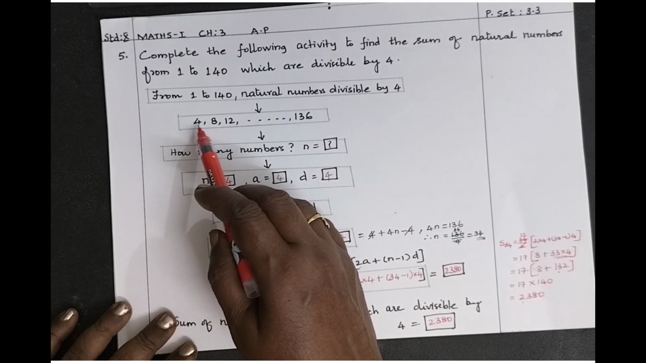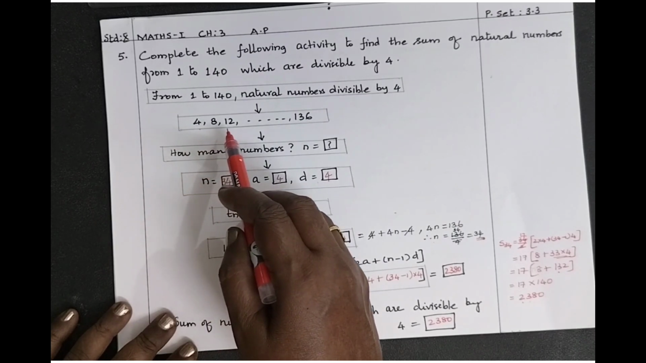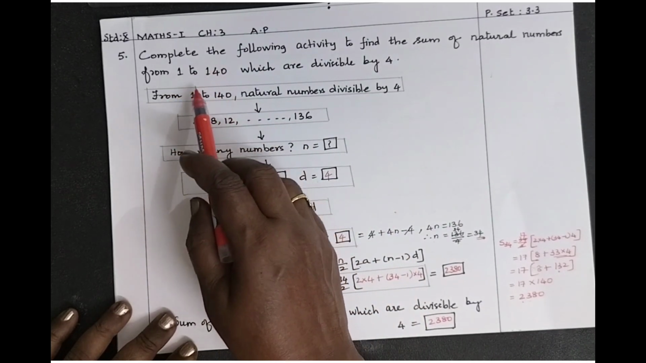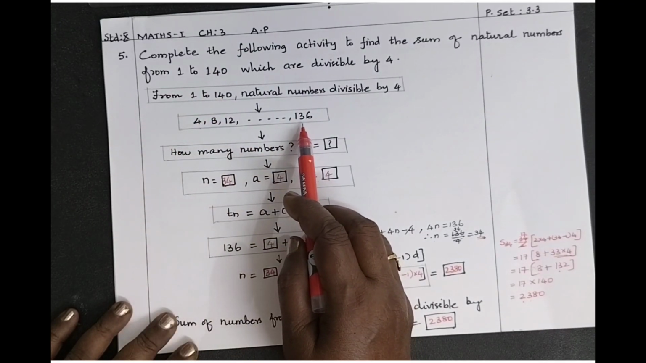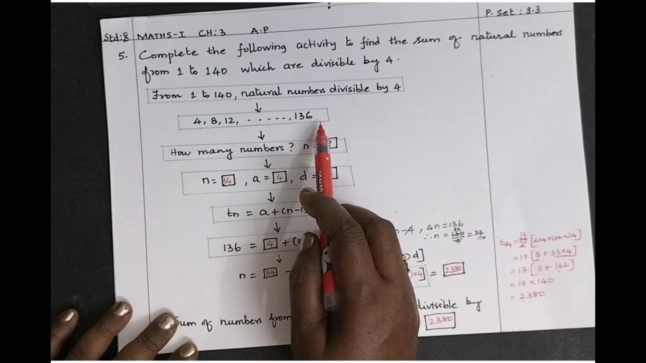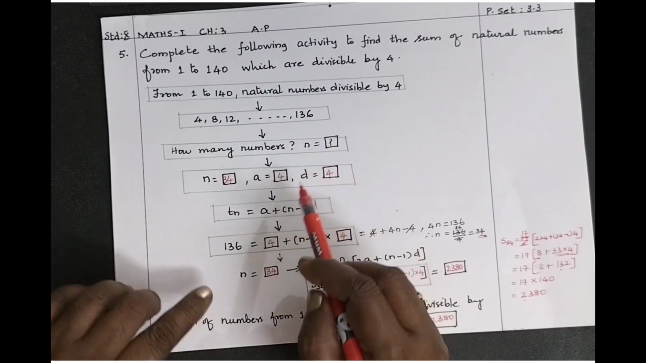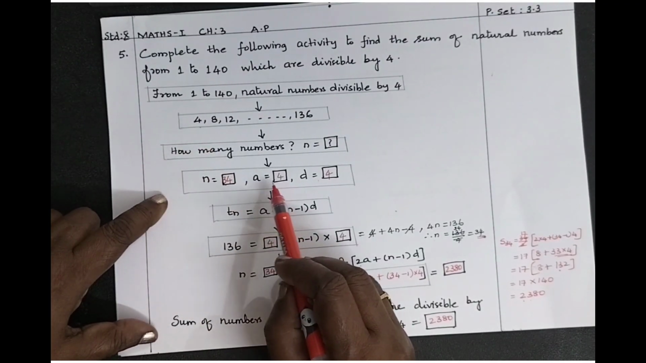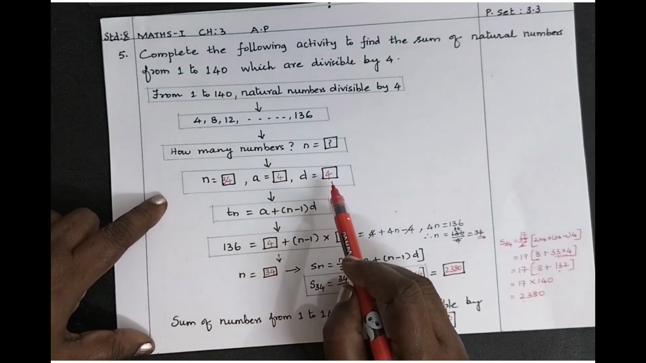The first number which is divisible by 4 after 1 is 4. Next is 8. Next is 12, etc. Since this is from 1 to 140, don't take the last number, just take the previous number which is divisible by 4, that is 136. Now we have to find how many numbers, n is equal to what. So let us find this last. So first you write A is 4 and D is the second term minus the first term, that is 4.